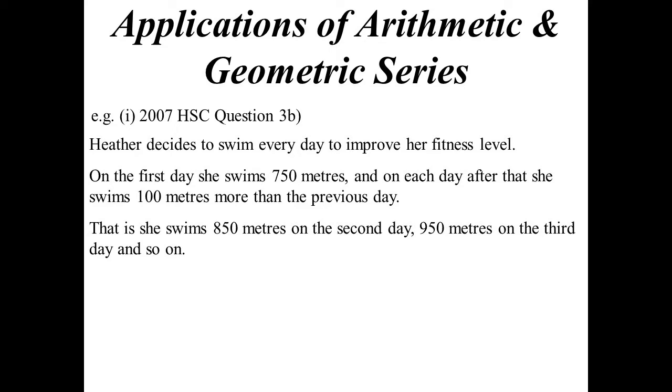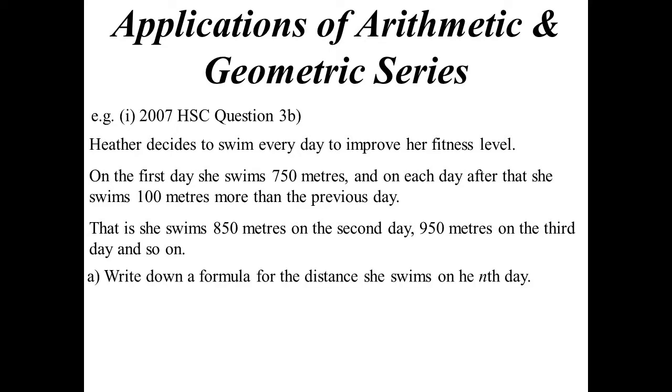So first day she's going to swim 750 metres. It's not bad for the first day if you're going to start swimming. And each day after that, add another 100 metres. Just in case you didn't realise, they then help us with this question and say, well, that means that on the second day we swim 850, then 950 on the third day, and so on. They want us to find a formula for the distance she swims on the nth day.